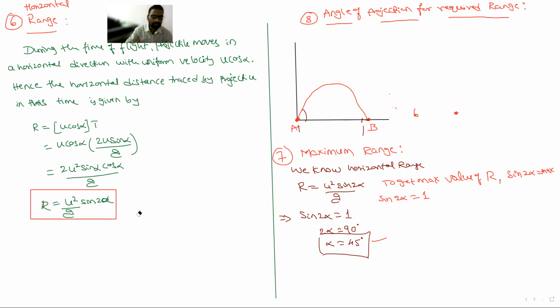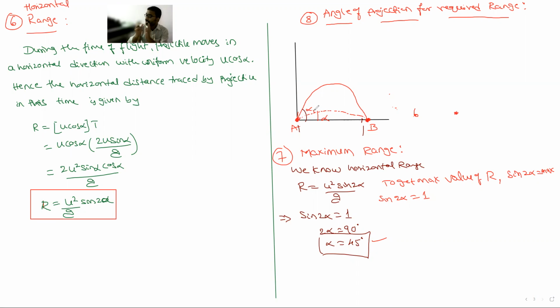This is a point object. The object is initially projected from the point. It is projected and it is reaching the ground at B. So this is one alpha. I will take it as alpha one. When you project it at one more alpha, it is coming to the same point. It is the minimum value of alpha. This is the maximum value of alpha.